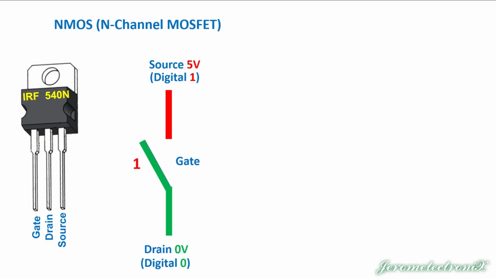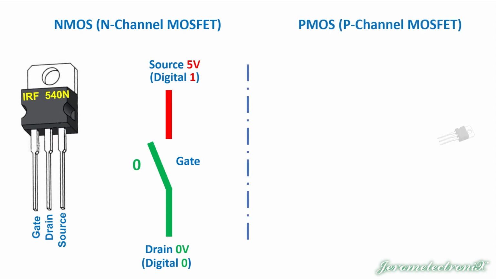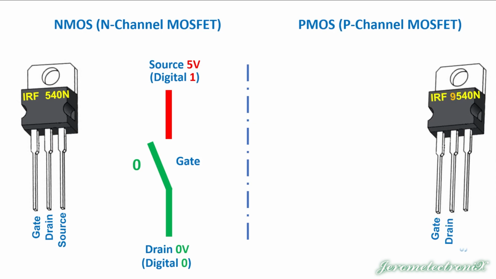Okay. If we put a 1 in the gate, that closes the gate and encourages flow from source to drain, changing the drain from 0 volts to 5 volts, or in other words, making it a digital 1. Change it back to 0, that opens the gate again, inhibits the flow, and changes it back to 0 volts or a digital 0. On the other side is the PMOS, and it does exactly the opposite.